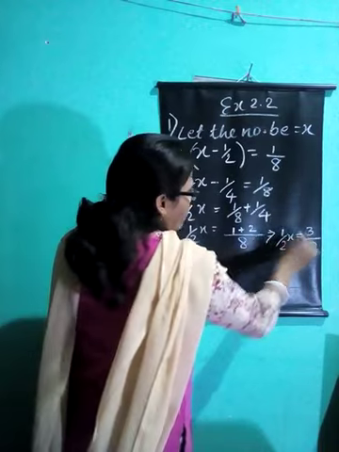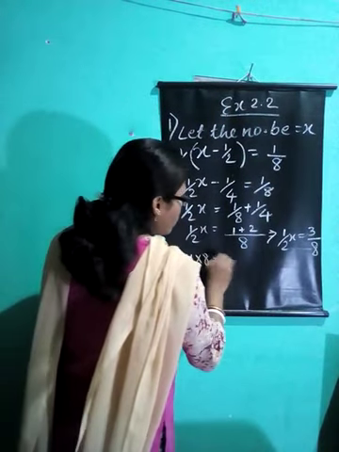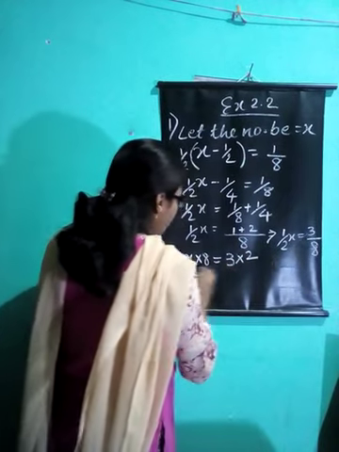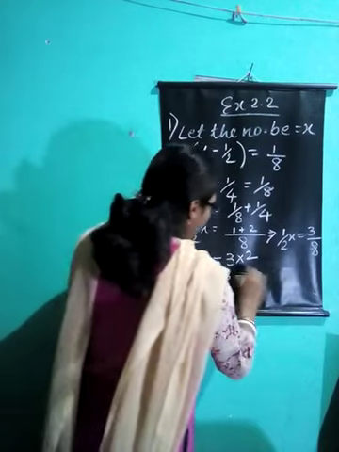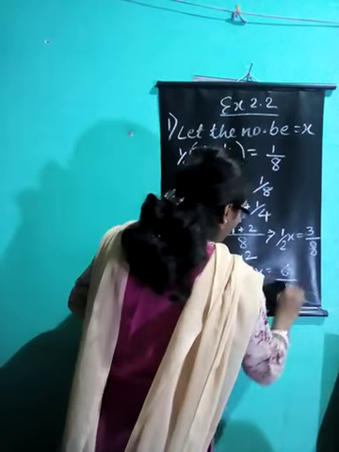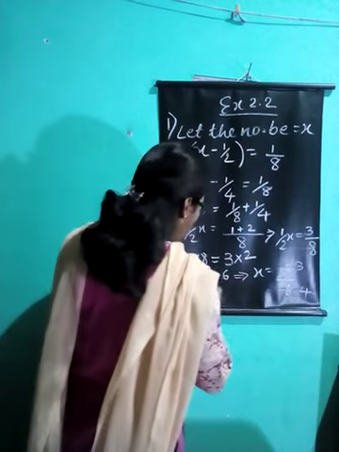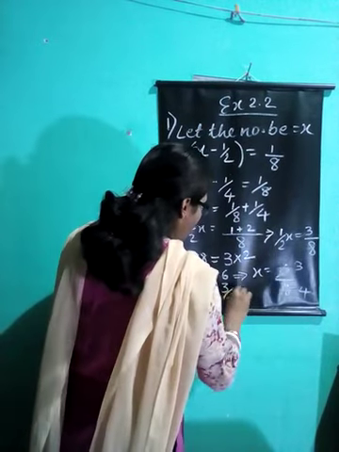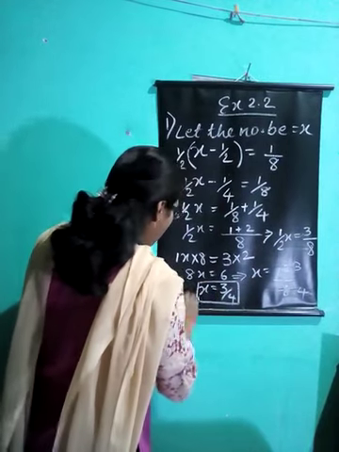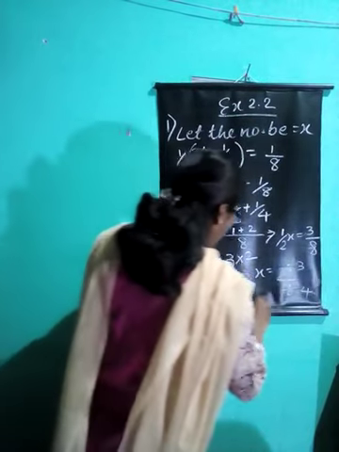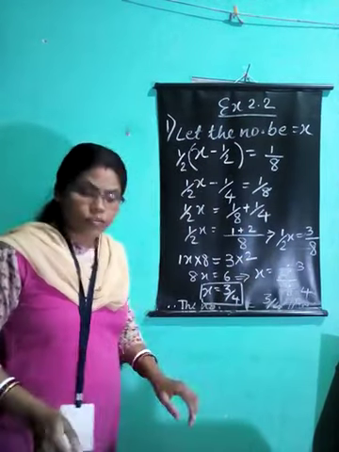Now do cross multiply here. So you get 1x into 8 is equal to 3 into 2. So here 8x is equal to 6. Therefore, x is equal to 6 by 8. Now cancel this. You get 2 threes are 6 and 2 fours are 8. So your answer is x is equal to 3 by 4. Therefore, the number is equal to 3 by 4. This is your answer. Got it?